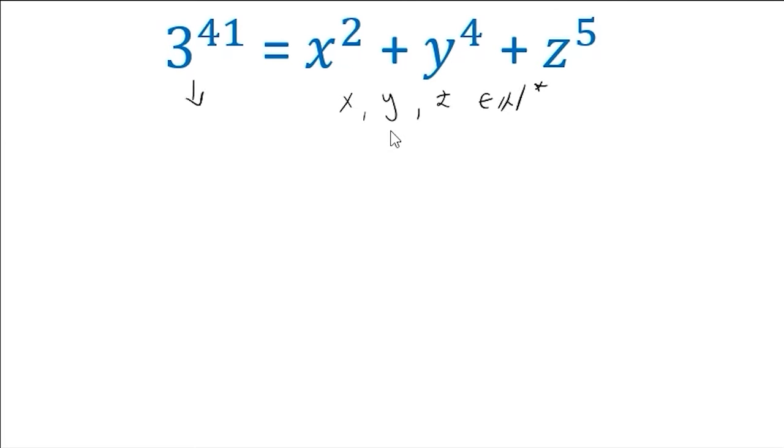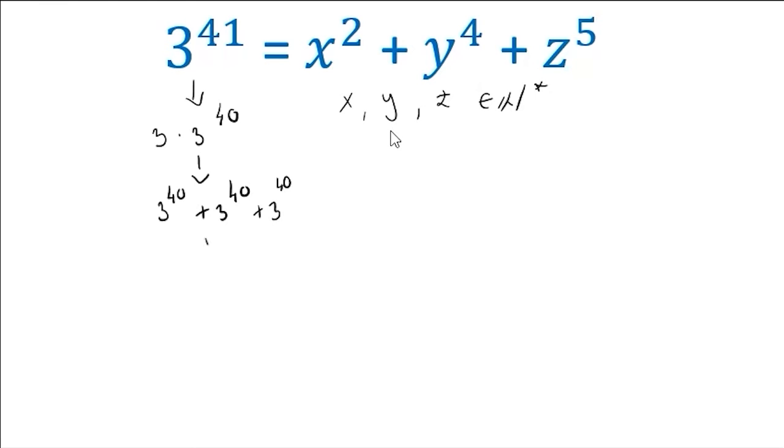First of all, I'm going to rewrite 3 to the power of 41 as 3 multiplied by 3 to the power of 40. Yes, it's the same result, 3 to the power of 41. That results in 3 to the power of 40 plus 3 to the power of 40 plus 3 to the power of 40. I can rewrite this type of number also.